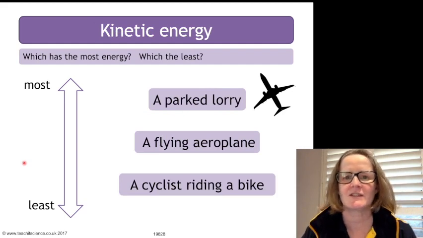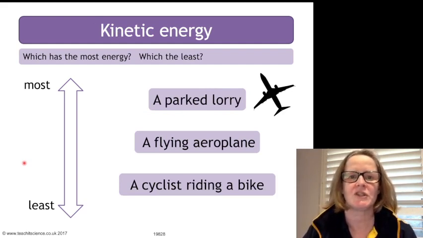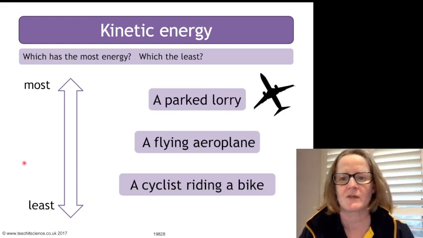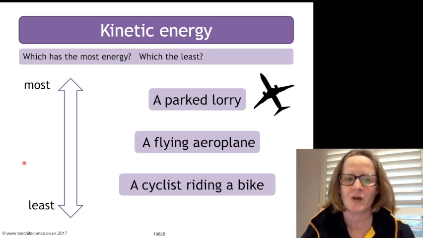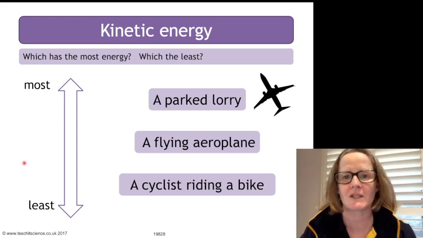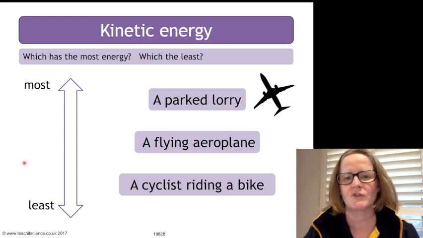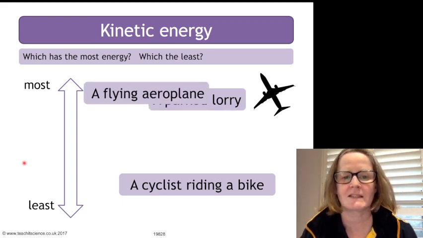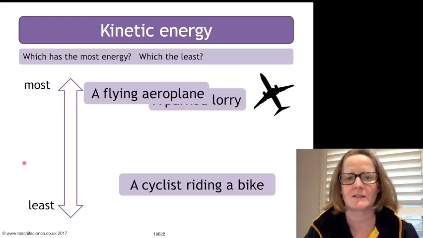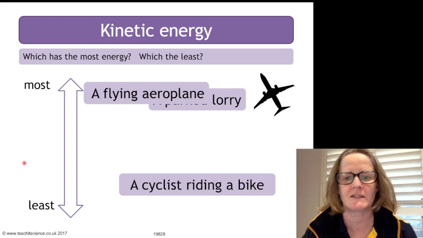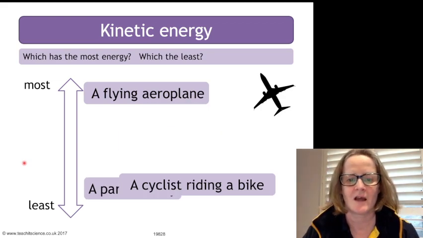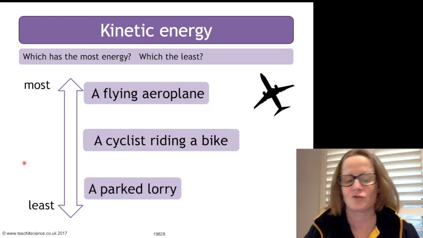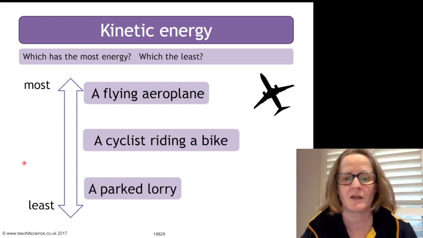Kinetic energy is also known as movement energy. So out of these three, which of them is moving the fastest and therefore has the most kinetic energy, and moving the slowest with the least kinetic energy? In this example, a flying aeroplane has the most kinetic energy, it's going fastest. A parked lorry has no kinetic energy, it's not moving. And a cyclist riding a bike is moving.